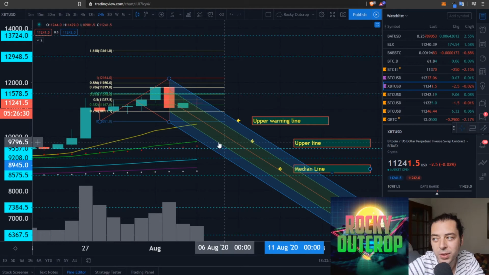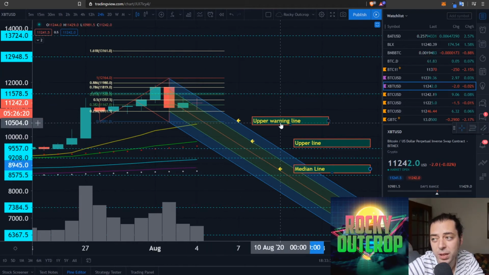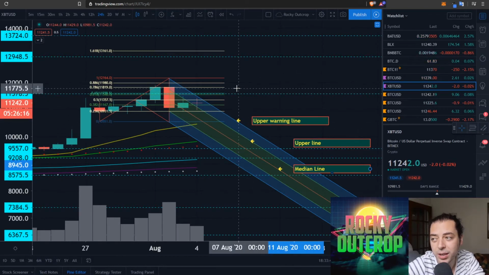Perhaps ultimately moving on down to those lower 10,000s, upper 9,000s area, and even perhaps as far down as the lower 9,000s area, before continuing towards the upside thereafter, perhaps to then go up towards the upper warning line and break through again.